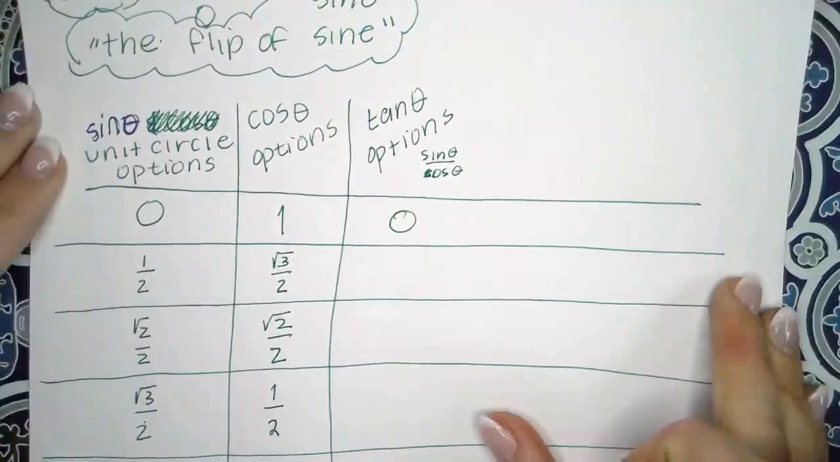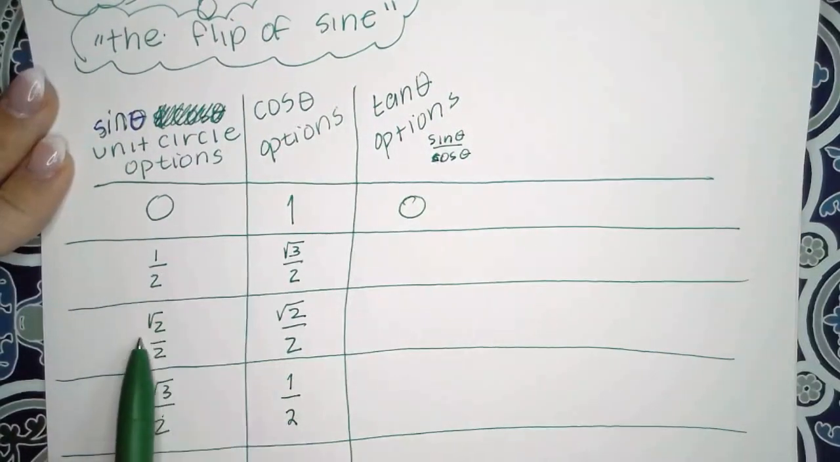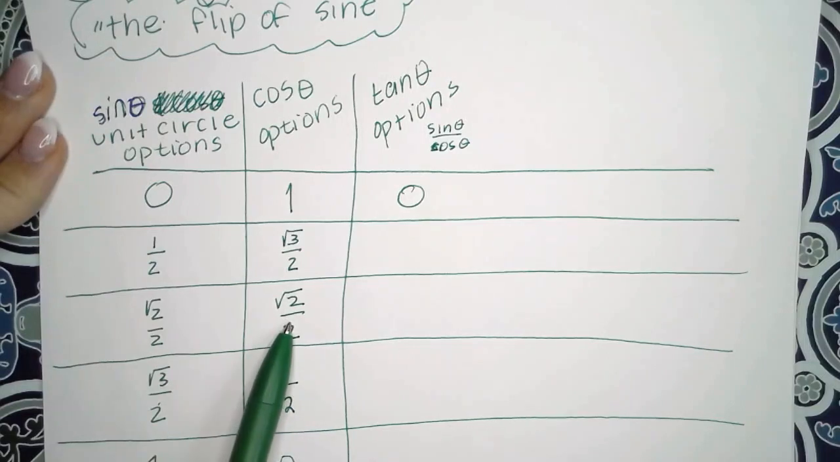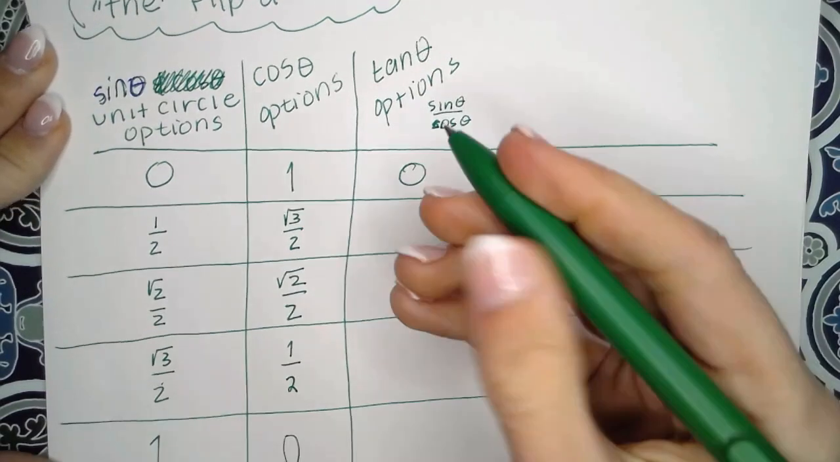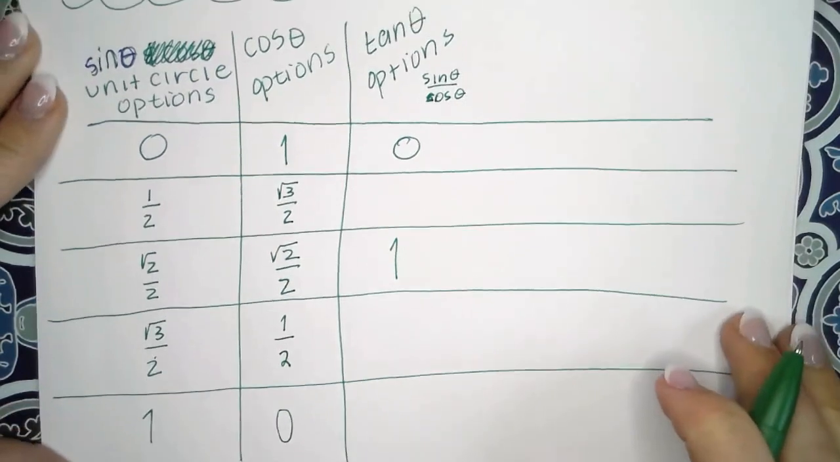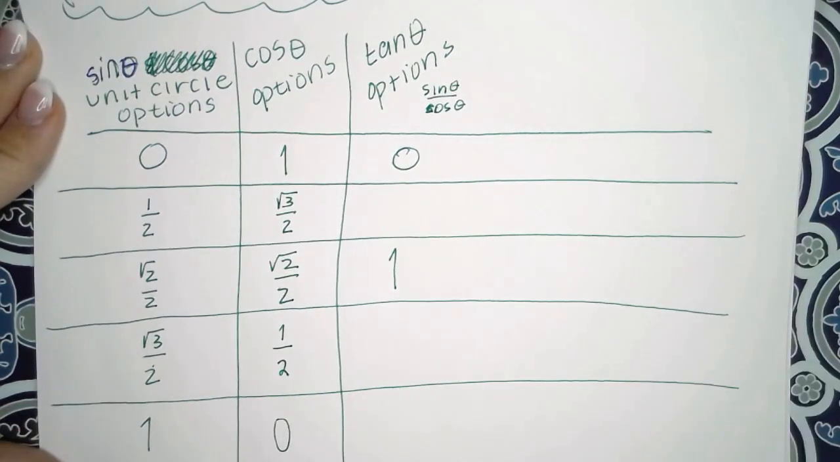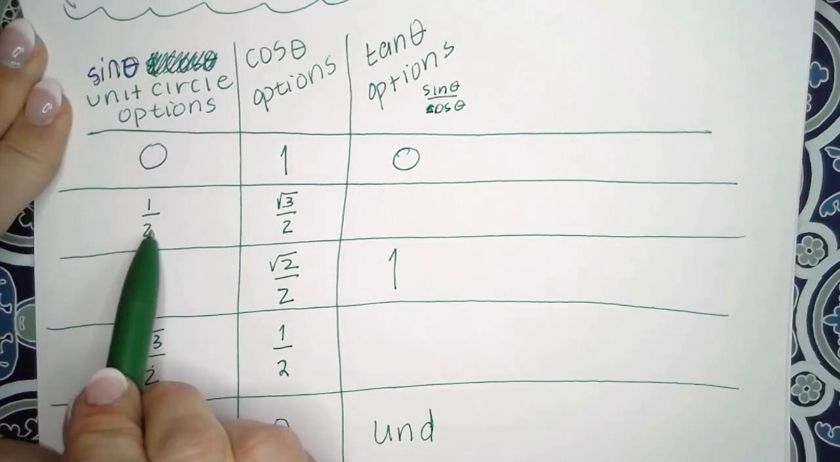All right. So next, I'm going to do the easy ones first. Here, square root of 2 over 2 over square root of 2 over 2. 1. Anything over itself is 1. All right? We just did our little mini lesson. 1 over 0. Undefined. There we go. Undefined. Okay. These are annoying.